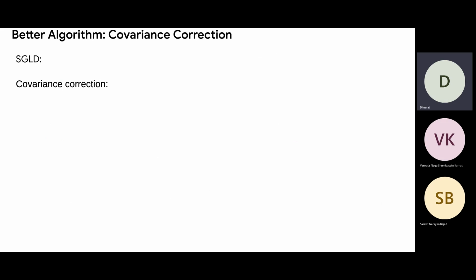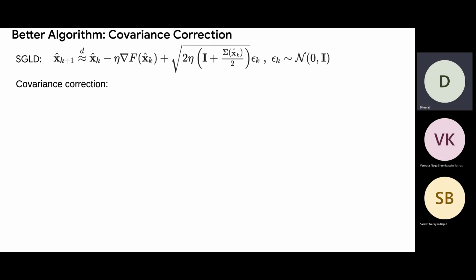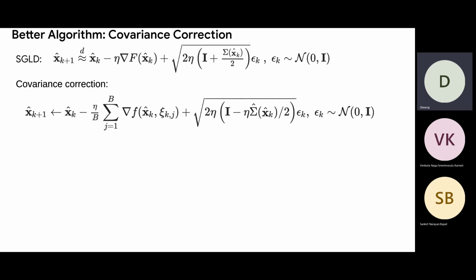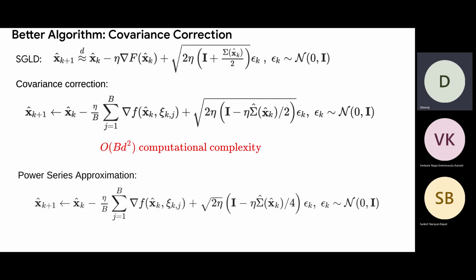So SGLD is this, and the covariance correction we are proposing is this. However, this is O(BD squared) computation because you have to compute this matrix with the B points and then multiply it with a Gaussian. Can you make it better? Yes, you can just use a power series approximation: the square root of 1 minus x is approximately 1 minus x over 2. Then you can do this approximation, and it can be computed with a slightly intelligent computation in O(BD).